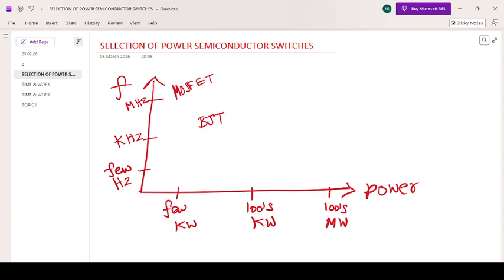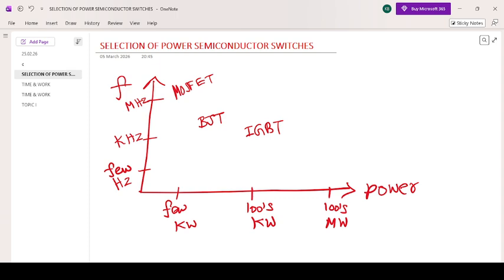If you want still higher power handling capacity, but the operating frequency is more or less the same as that of your BJT, then you can prefer IGBT. So the IGBT power handling capacity is much higher than that of your BJT, whereas the operating frequency of your IGBT is slightly lesser or more or less the same as your BJT.